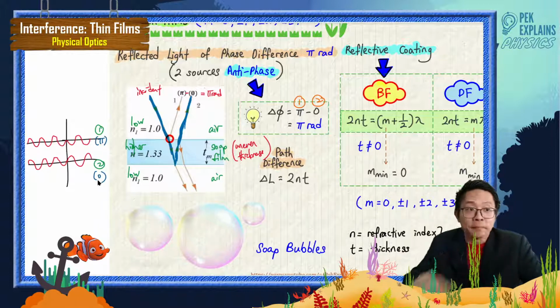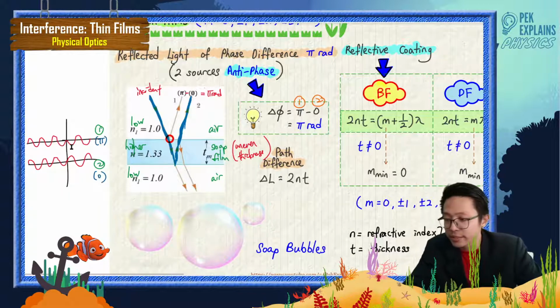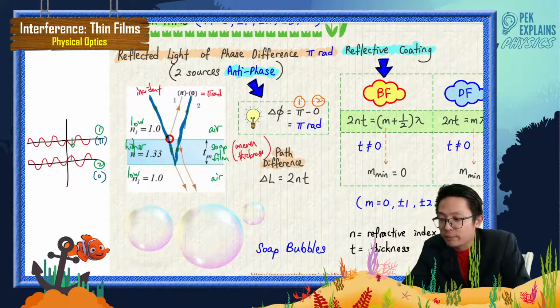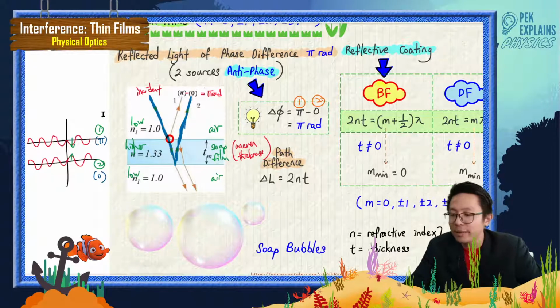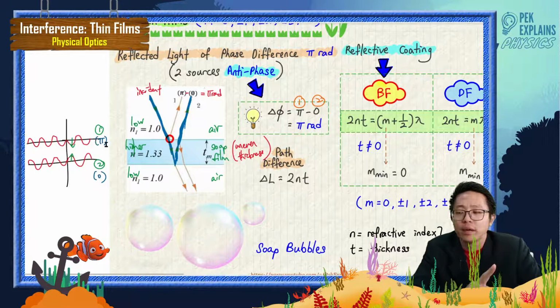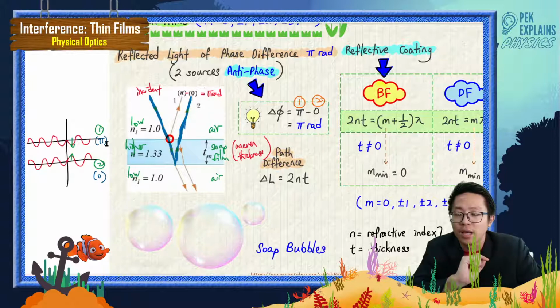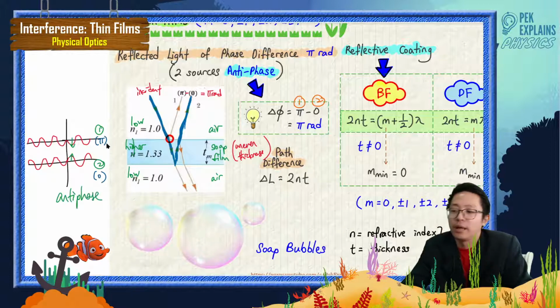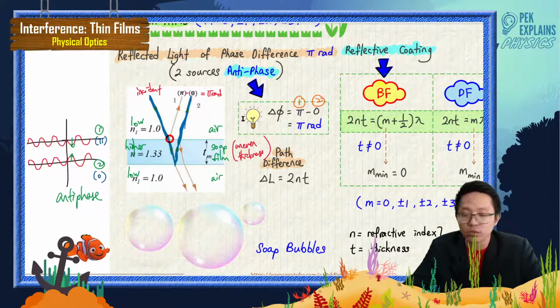Do you see that? So what is the result? These two waves become anti-phase. You see that? Wave 1 is going below, but wave 2 becomes going above. They become anti-phase already because only one of the waves has a phase change. So they become anti-phase sources. That's why these two sources become anti-phase.